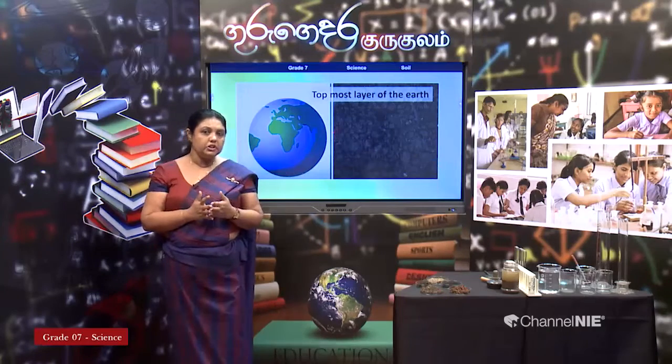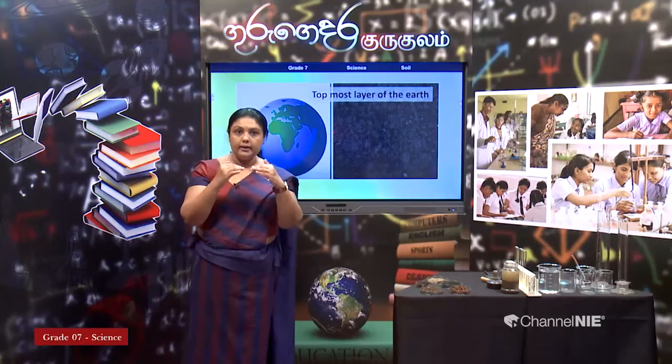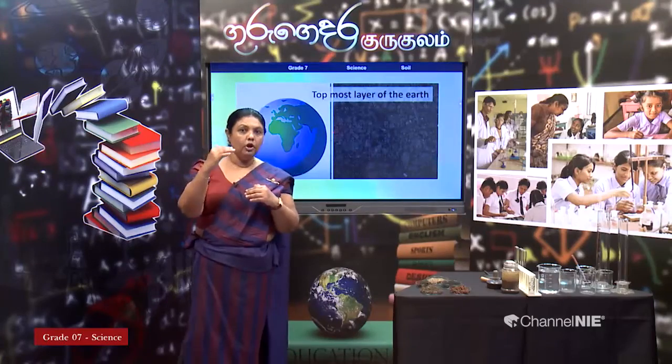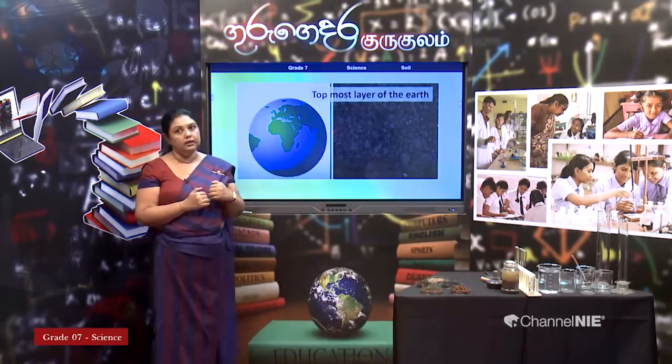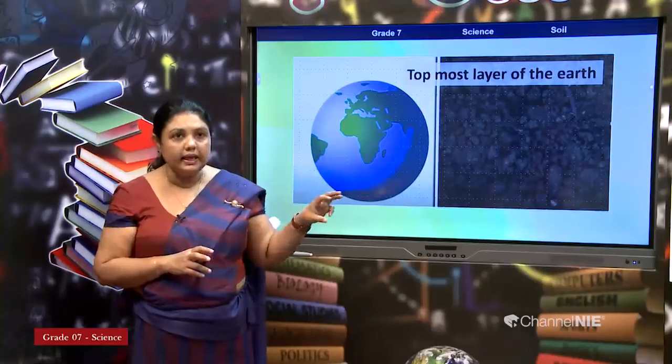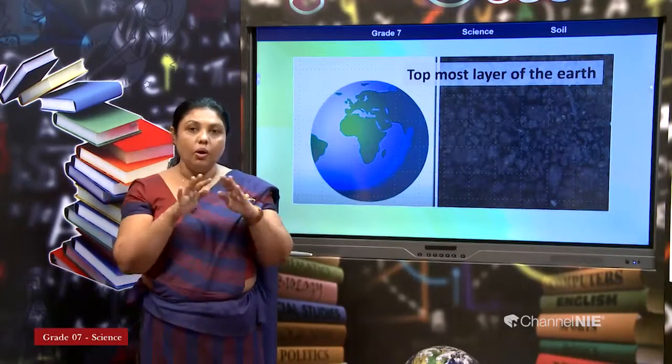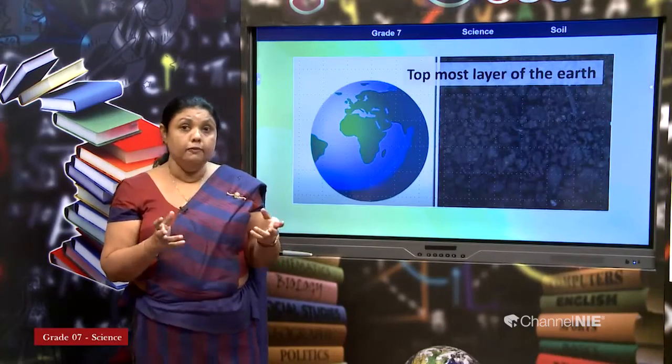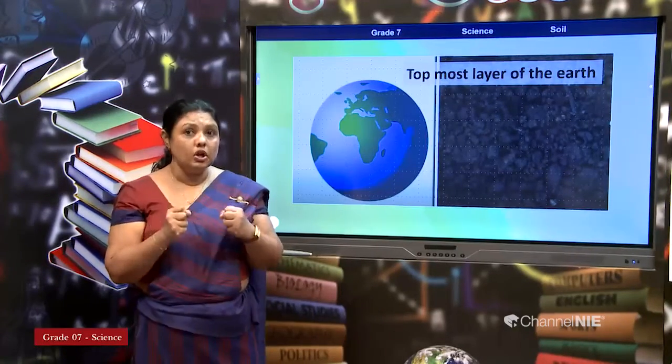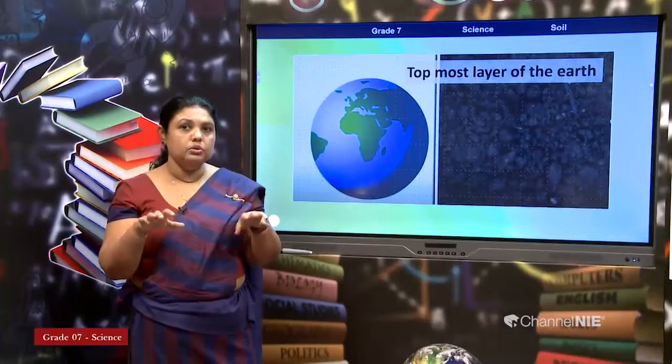If you have learnt about the earth, from the top to the inner core, you can find that there are different layers. When you take the uppermost layer, you call it topsoil. The topmost layer of the earth is always full of soil. It may be different, but the uppermost layer is full of soil.